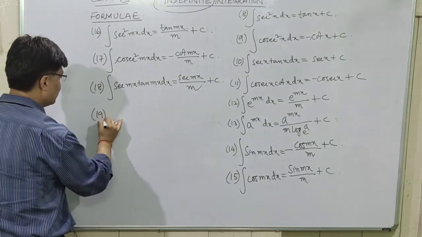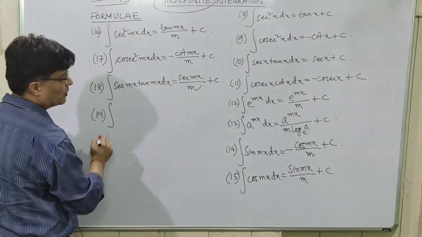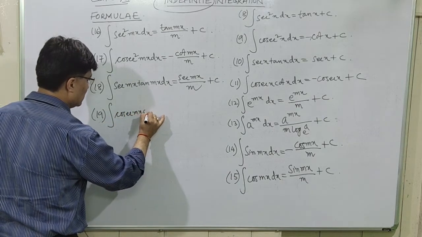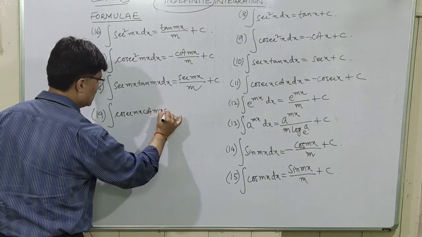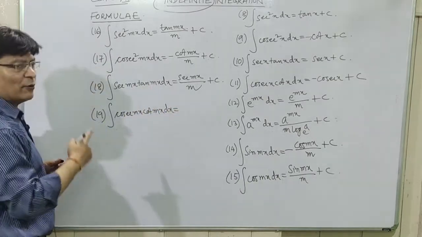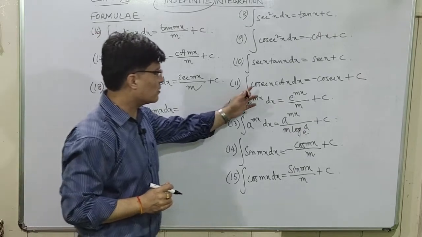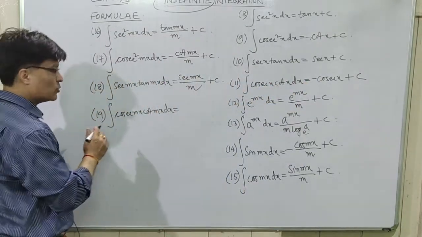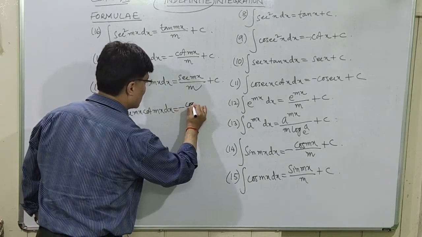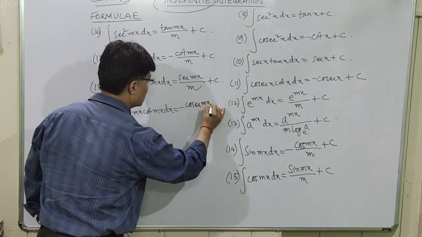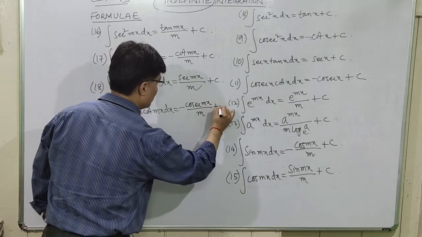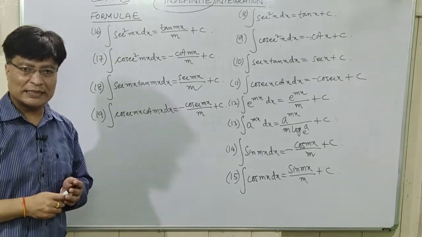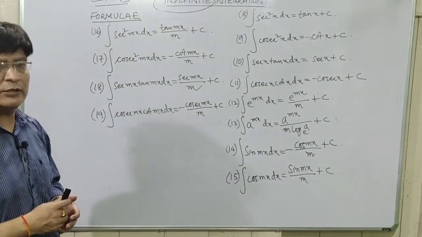Then number 19, integration of cosec mx into cot mx dx, which is equal to, what is the formula for this one? Since we have cosec x cot x dx is equal to minus cosec x plus c, in this case we have minus cosec mx divided by m plus c. So I think you have understood it. Okay, so these are the formulae that you should remember.